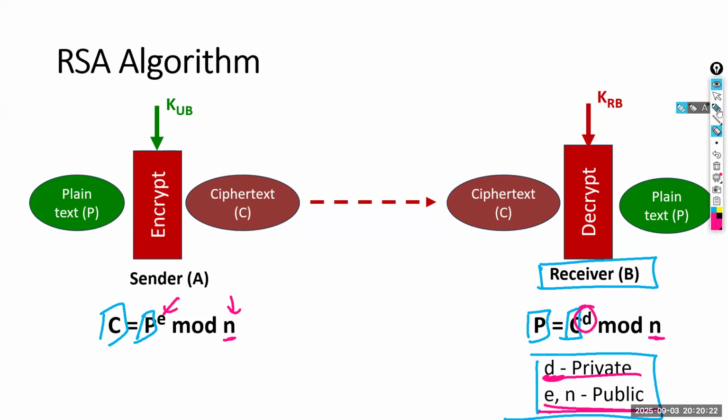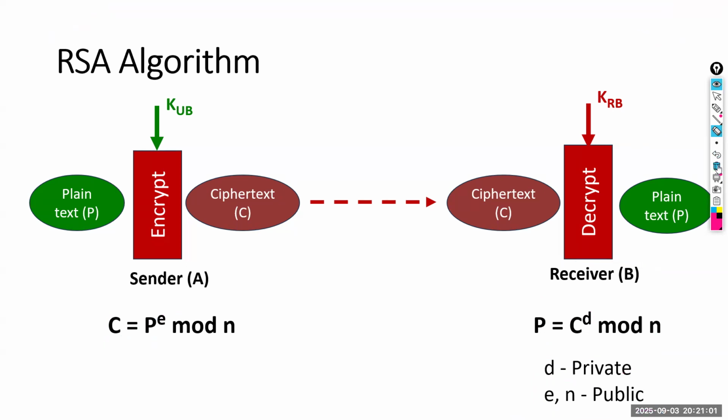And what are the formulas? Let me write it somewhere, because we are going to do some past paper questions also. C equals P to the power E mod n. The reverse process is P equals C to the power D mod n. That is how it is done. So you need to remember these two formulas. And you must know that D is your private key, and E and N are public, part of the public key.